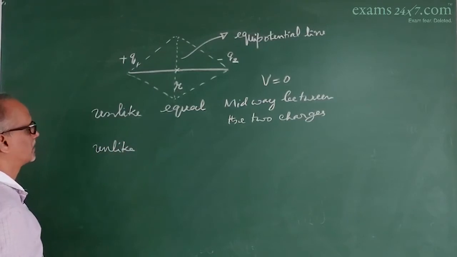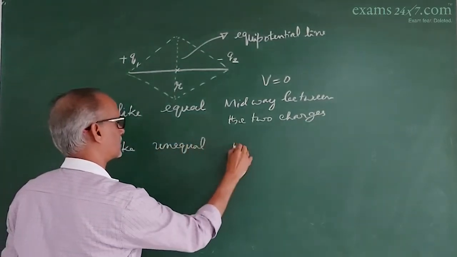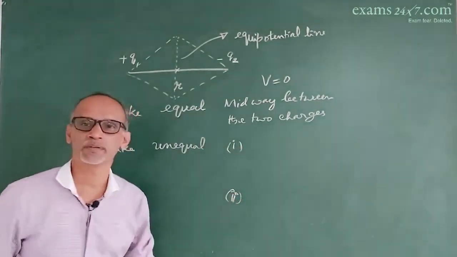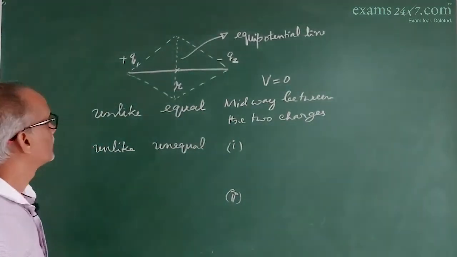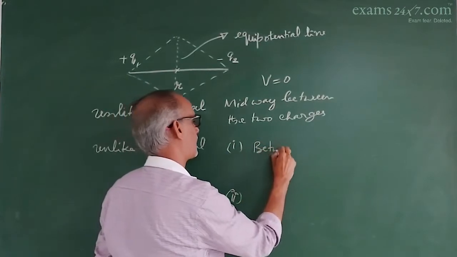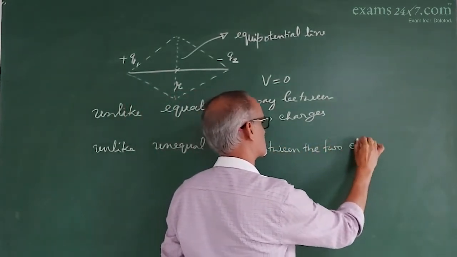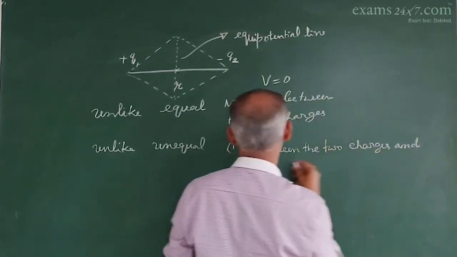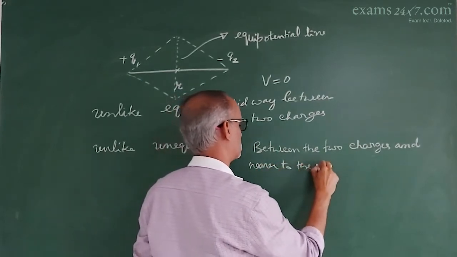And if the charges are again unlike, and if they are of unequal magnitude, there are two possibilities where we can get points of 0 potential. One point is between the two charges, and nearer to the weaker charge.